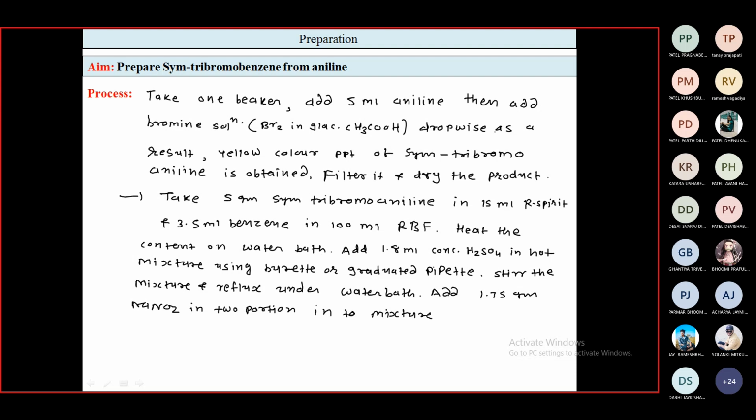Okay, time duration of 10 minutes in 2 portions, so add to the mixture at an interval of 10 minutes. Each portion is added. So see here what happens.